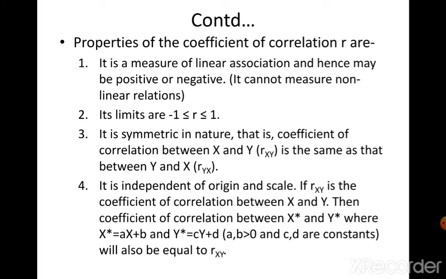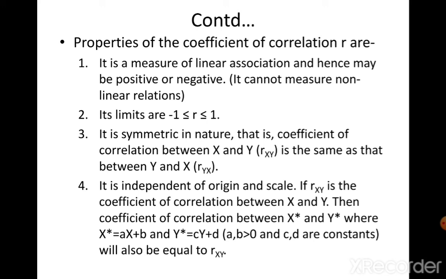Another important property of coefficient of correlation r is that it is independent of changes in origin and scale. So if we have two variables x and y, and we know its coefficient of correlation rxy, any transformations of variable x such as x star and variable y such as y star. Look at how I have transformed it. X star is ax plus b. When I multiply x with a factor a, I am changing its scale. And when I add a constant b to it, I am changing the origin of the variable.